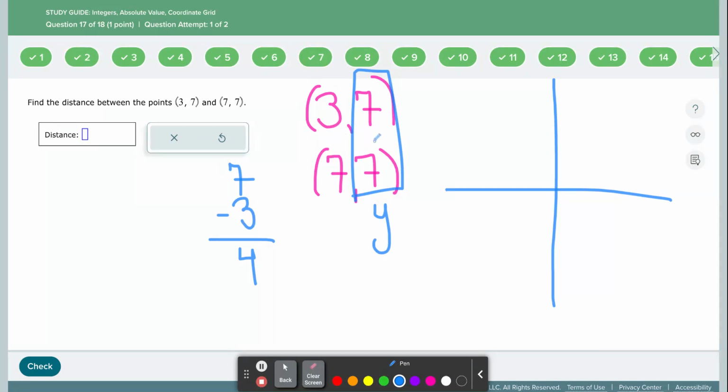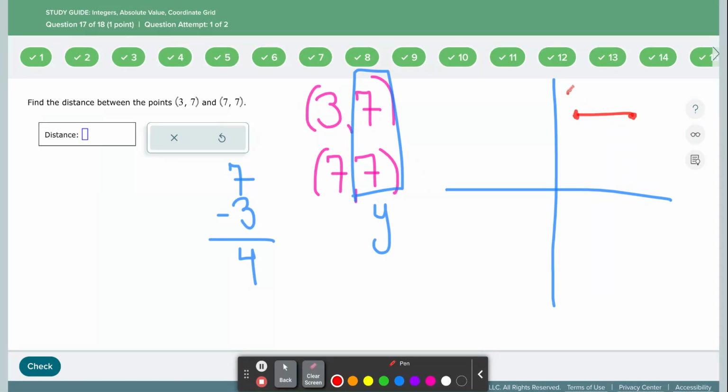Okay. So let me go plot it over here so you can actually see what it looks like. So if I'm at 3, 7, and then I'm at 7, 7, all I'm doing is finding the length of this line, okay? They are both 7 high. They're both at 7 high, so that's why it makes a straight line, because they're the same height.